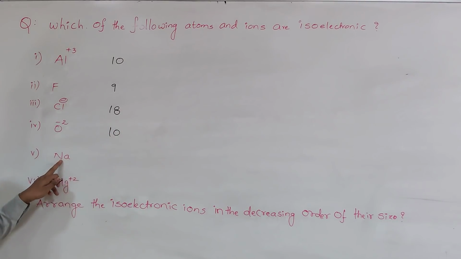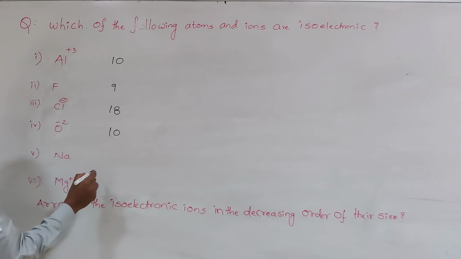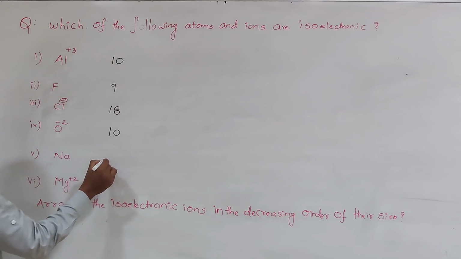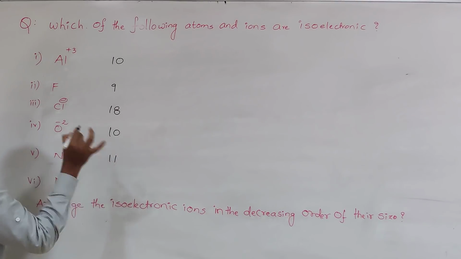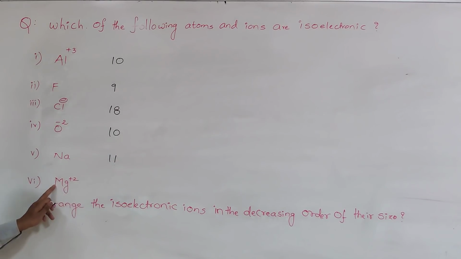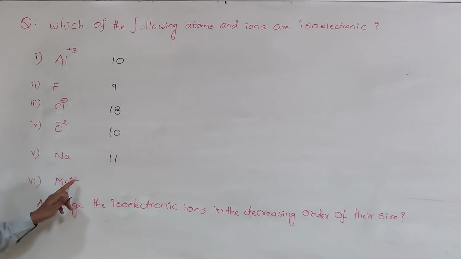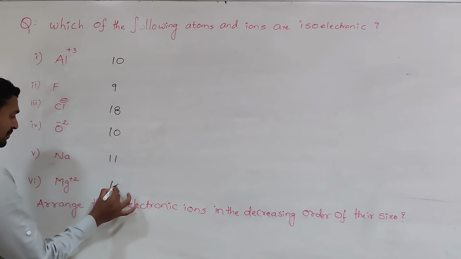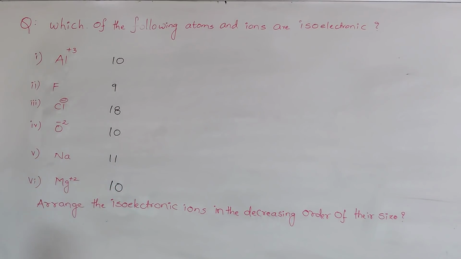Sodium, atomic number is 11. It is a neutral atom. Whenever it is neutral, the number of protons is equal to the number of electrons, that is 11. Magnesium plus 2. Magnesium atomic number is 12. It is carrying the plus 2 charge, which means it has lost 2 electrons. 12 minus 2, that is 10. These are the electrons present in the atoms and ions.